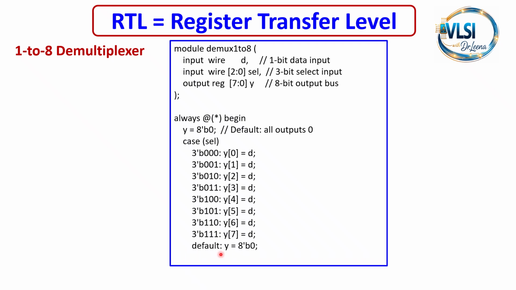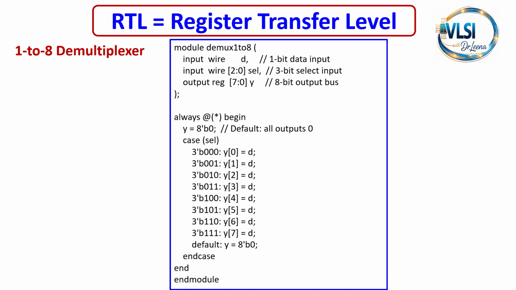The next condition is default. Why we are using this means if sel has an invalid value, then it keeps all outputs at 0 for safety. So we are using this condition, and then we are ending the case and we are ending it. Finally, we are ending the module. This is the 1:8 demultiplexer RTL code.